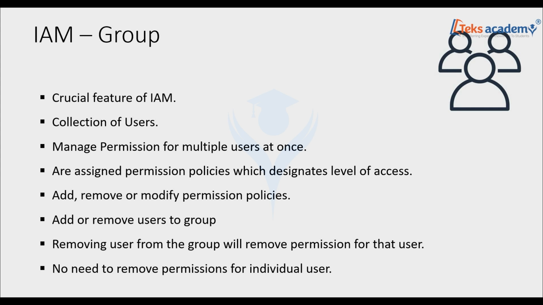And for the group also we can add or remove the users. Suppose a new employee joins, at the same time an old employee leaves the organization, then the new employee will be added to the group. Then that new employee will get the permissions for AWS which are assigned to the group. And if the user is removed, automatically the permission for that user will be removed. So we don't need to individually remove the permission for the user.